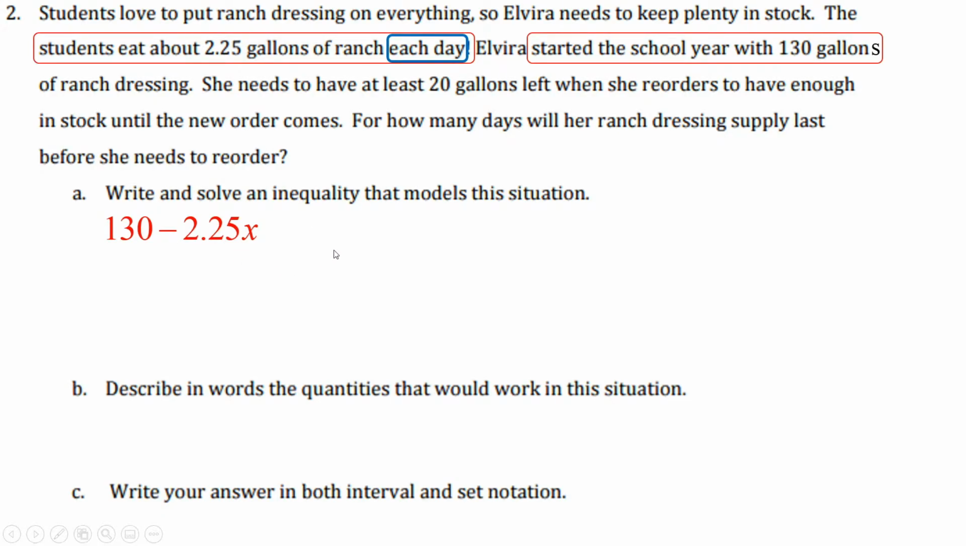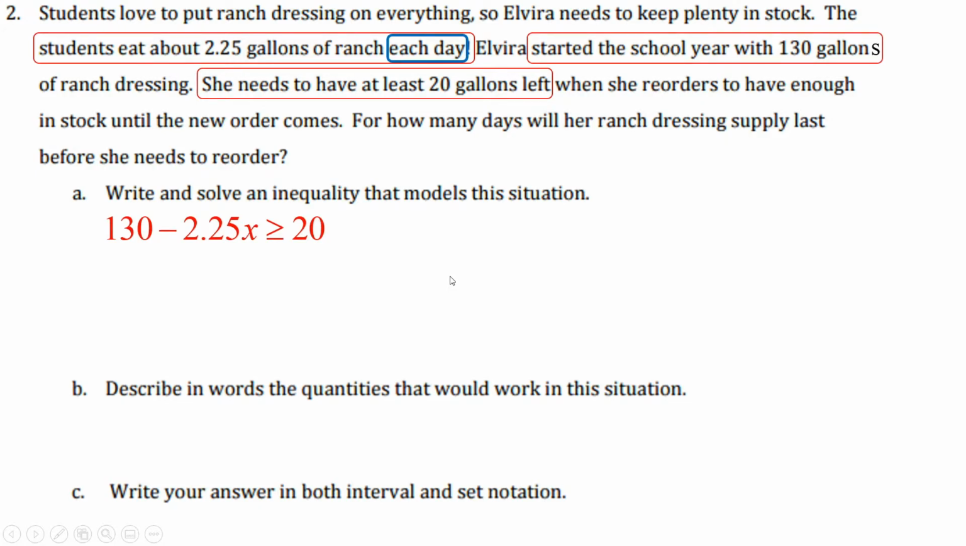Okay, now let's see what else we have here. She needs to have at least 20 gallons left. At least. Wouldn't that mean less than or equal to for my inequality? Excuse me, I said that backwards. Greater than or equal to, because she needs at least 20 gallons. Yeah, greater than or equal to 20. Okay, there is my inequality right there.